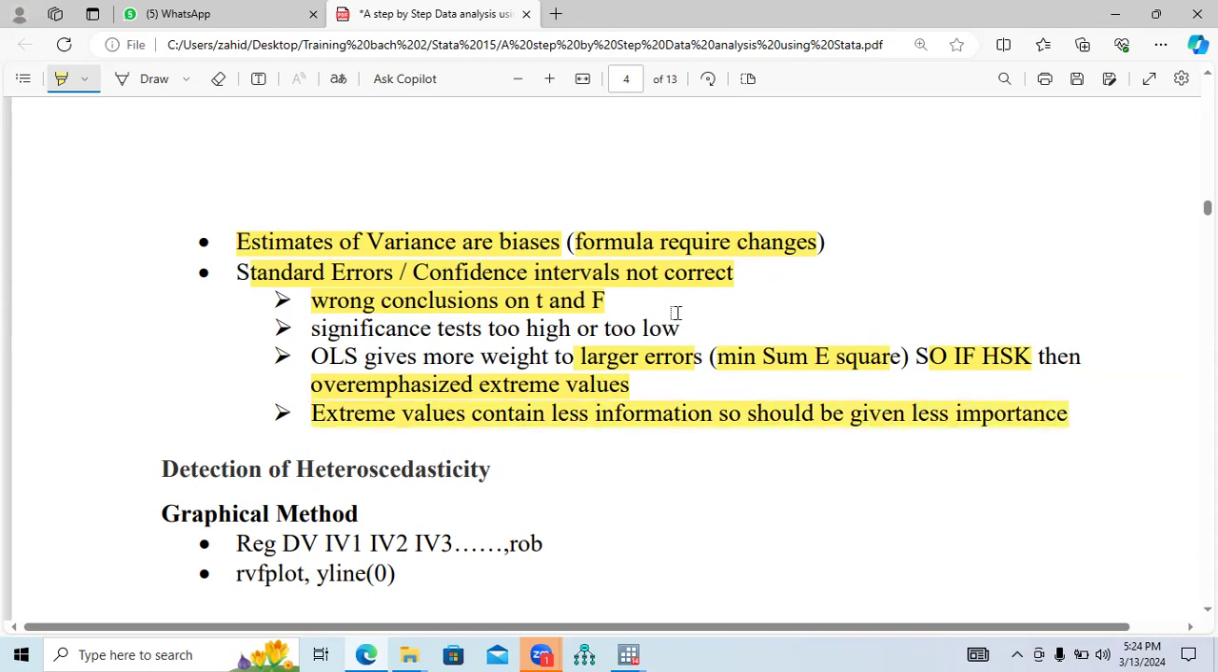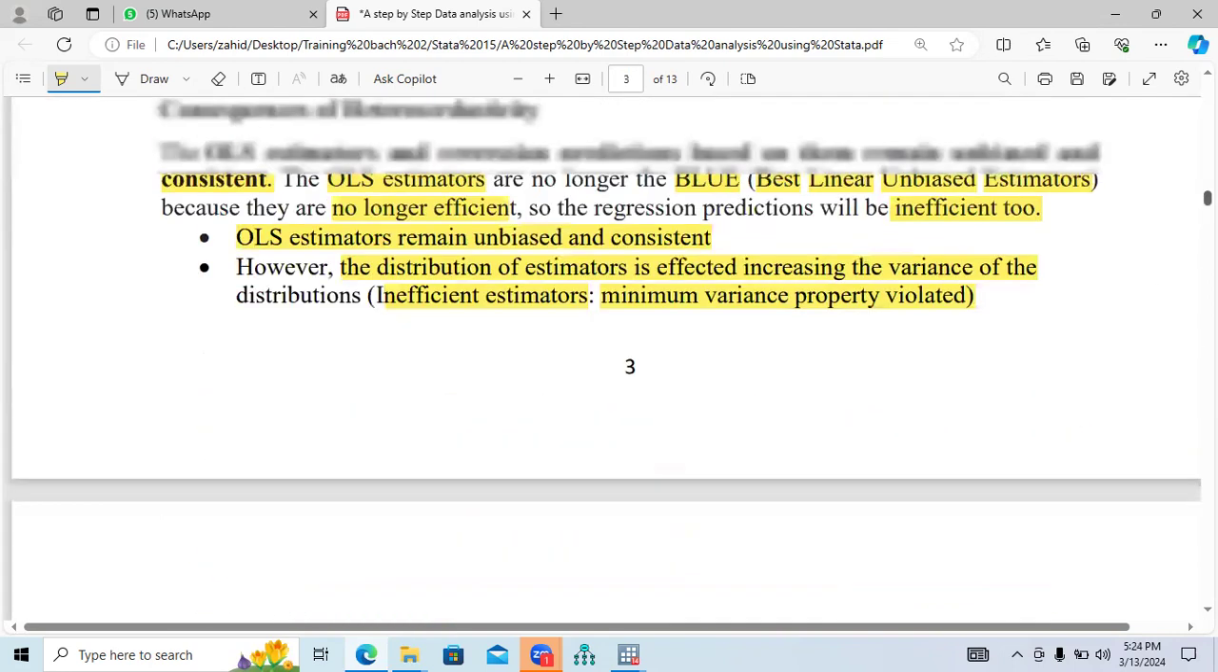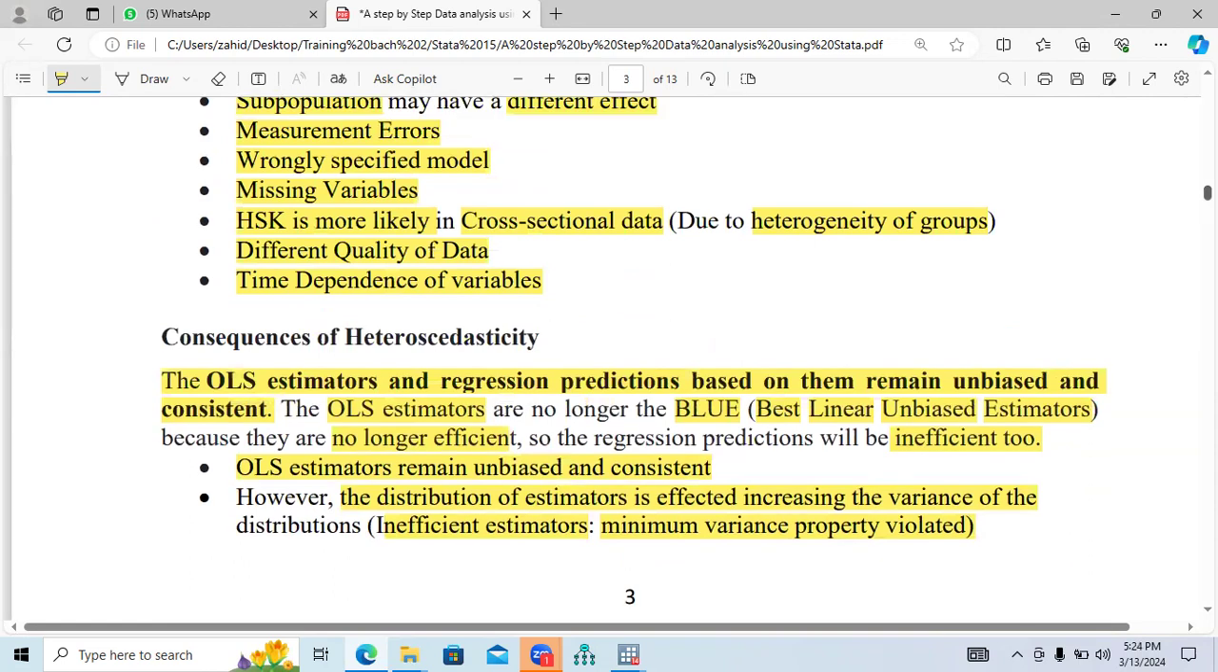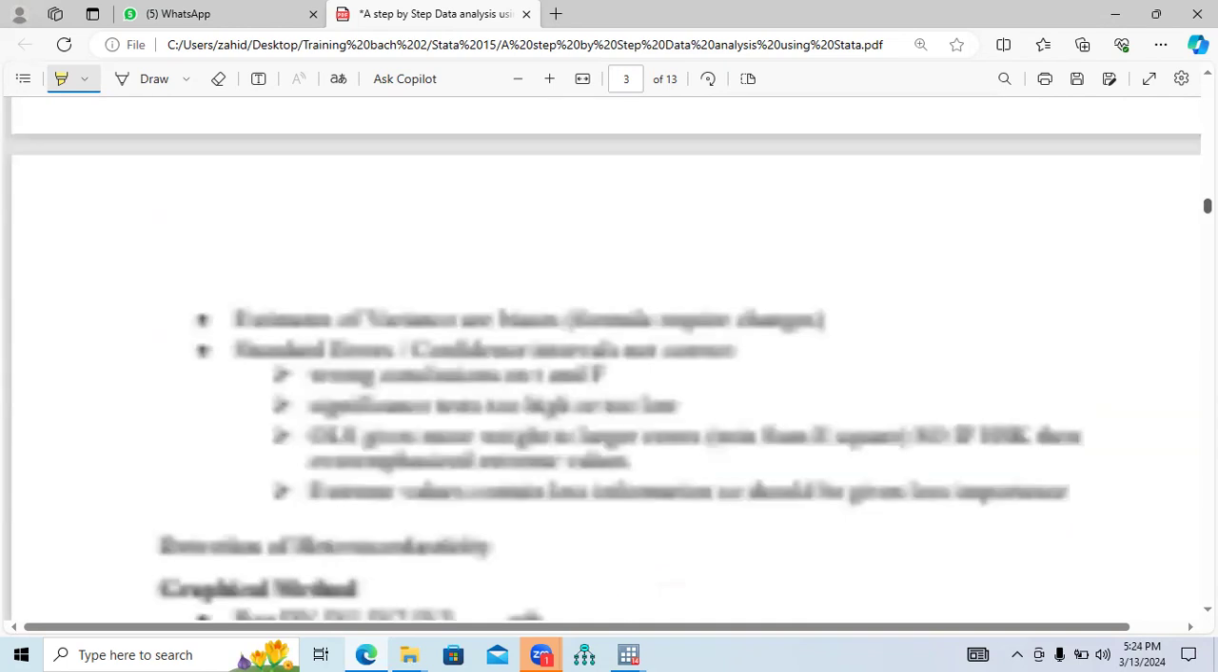So always remember, whenever you find heteroscedasticity in your model, always try to remove the heteroscedasticity using robust command. Otherwise, you cannot make any decision. You cannot interpret your coefficients. Your interpretation may not be valid for that specific coefficient.